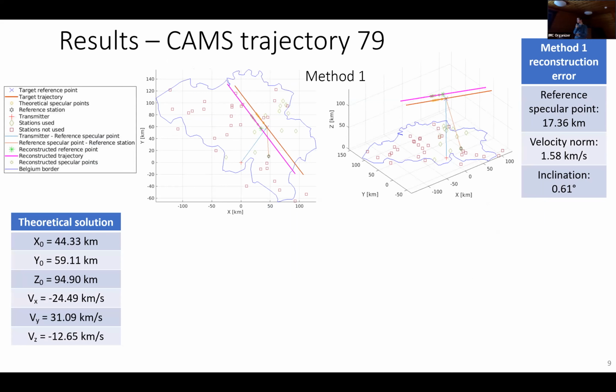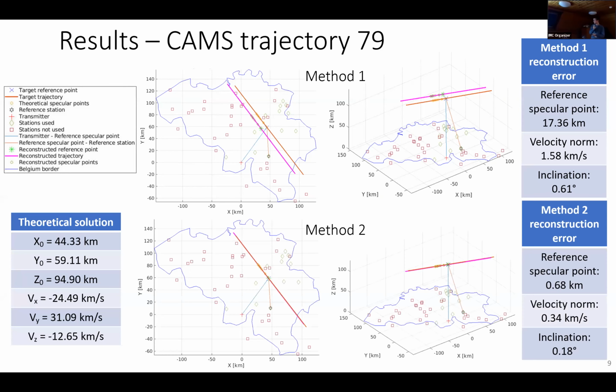So here's an example of a trajectory reconstruction obtained with method 1. So you see Belgium is here, and you see the target trajectory. So the target trajectory, sorry, in red is actually the optical one, while the purple one is the one reconstructed through radio signals. And you see here the errors that you obtain. So you see that in terms of position, as expected, we are quite off with our radio reconstruction. But in terms of velocity and inclination, it's actually already satisfying.